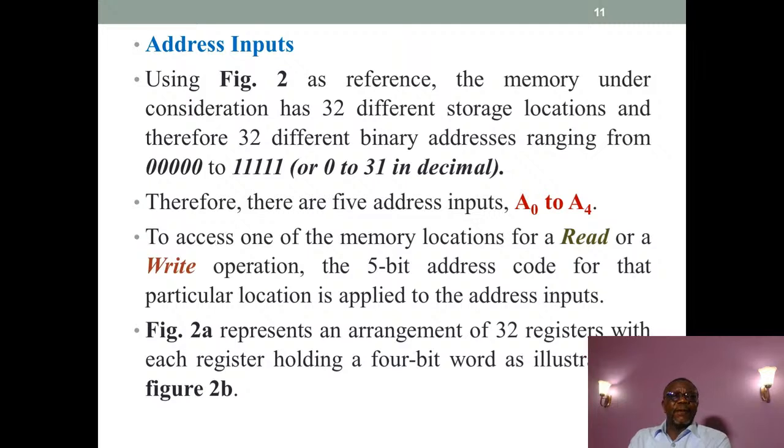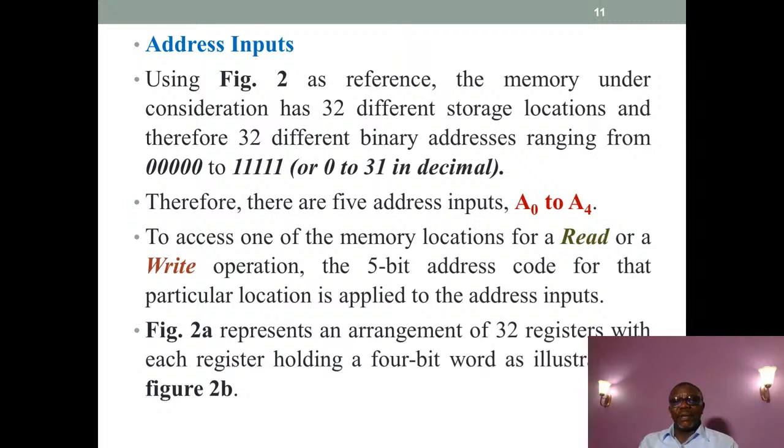So using this Fig 2 as a reference point, the memory under consideration has 32 different storage locations, and therefore 32 different binary addresses ranging from 00000 to 11111, or in decimal, 0 to 31. Because 0 is inclusive, it becomes 32 locations. Therefore, there are 5 address inputs, meaning from A0 to A4.